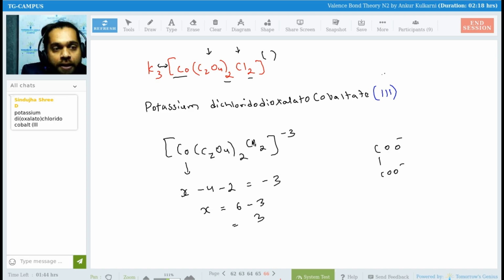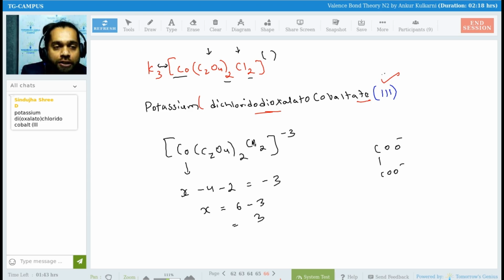I'll start from the first one. Anne has written potassium dichlorido dioxalato cobaltate 3. The only thing you have to look at is the counter ion, and there is a space between the counter ion and the coordination sphere. Then I had Jason, potassium dichlorido dioxalato cobalt. Jason, cobaltate and oxidation state, you have to consider that, and do not give space between the ligands.